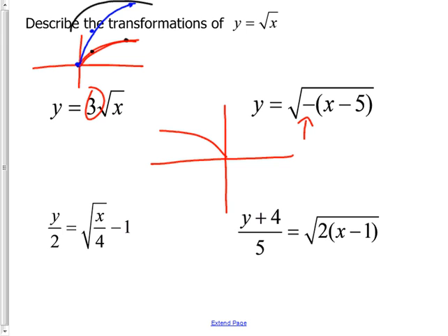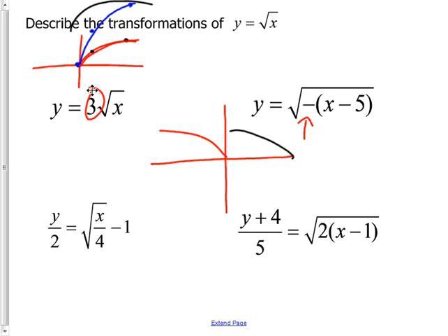And then how do I do that right 5 after that? I just grab this and move it up to the right 5. 1, 2, 3, 4, 5, and there we go. Generally, it looks like that. Correct. There was no stretching in that one. It was just a flip and a move.